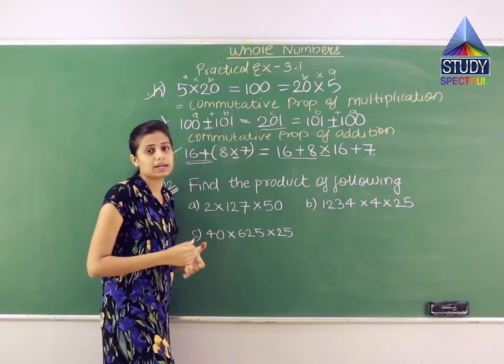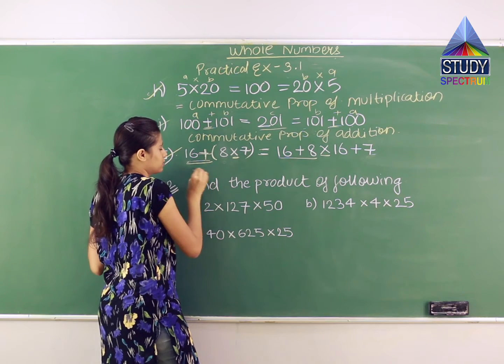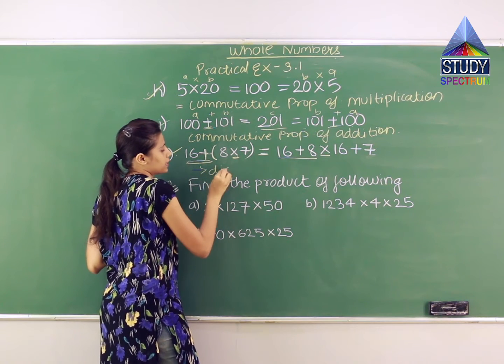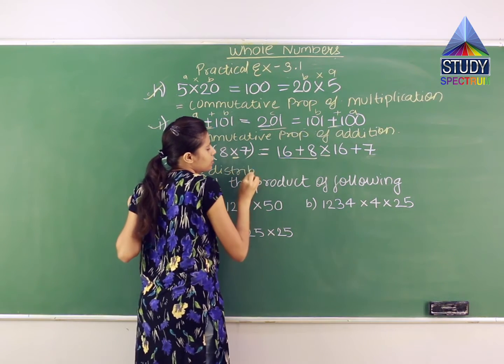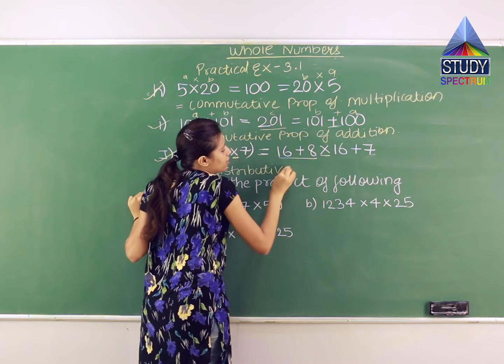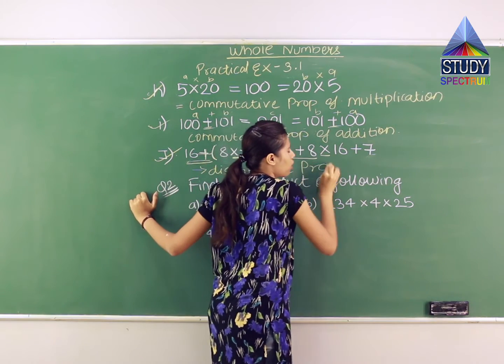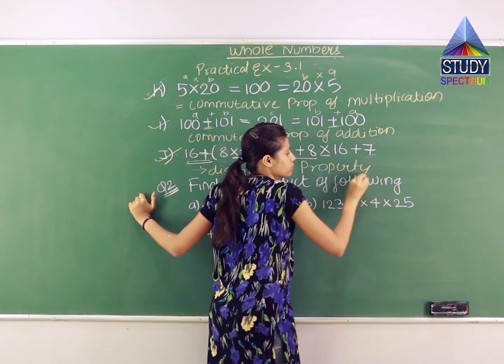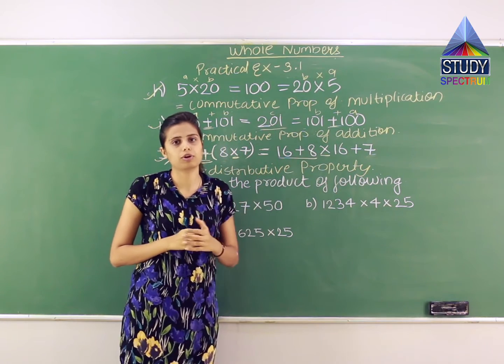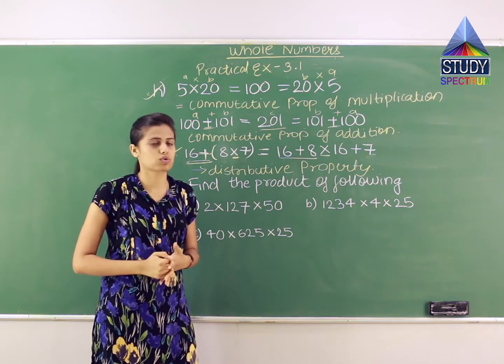So which is this property? This property is the right distributive property. So it was the distributive property. Now let us move on to the next question.